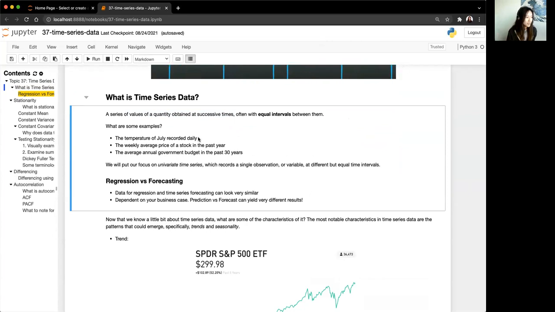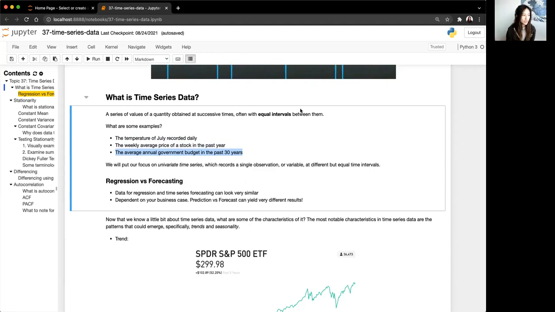So for examples, let's say you have the temperature of July recorded daily. That will give you a time series of, is it 31 days? So that's a 31-day time series. Also, the weekly average price of a stock in the past year. That would be 52 weekly data points. Also, you could have the average annual government budget in the past 30 years. This means you have 30 data points, one government budget number for each of the 30 years.